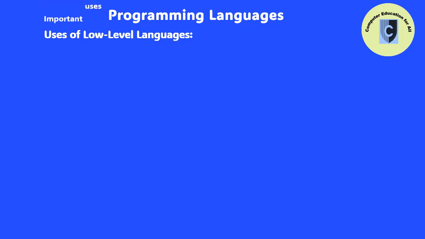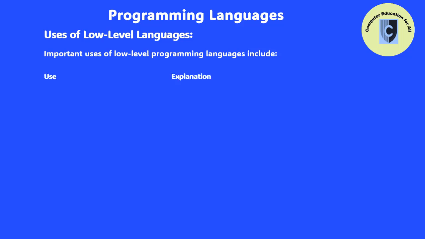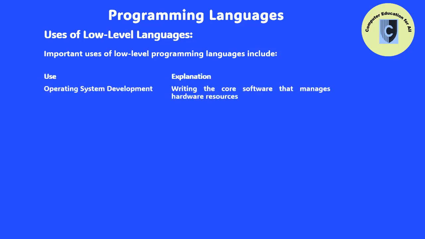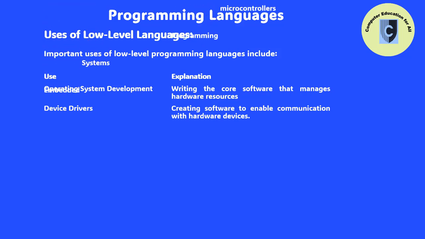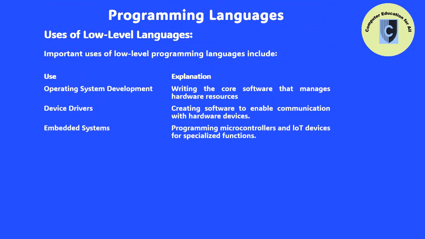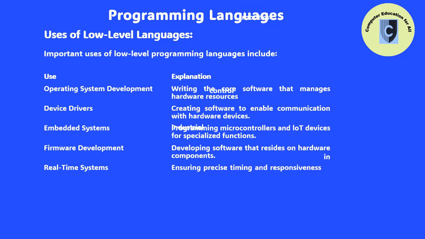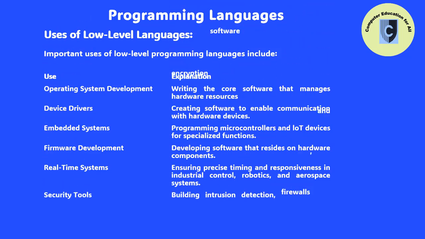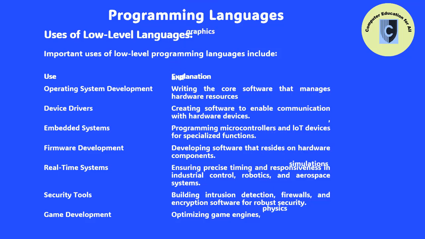Uses of low-level languages. Important uses of low-level programming languages include: operating system development, writing the core software that manages hardware resources; device drivers, creating software to enable communication with hardware devices; embedded systems, programming microcontrollers and IoT devices for specialized functions; firmware development, developing software that resides on hardware components; real-time systems, ensuring precise timing and responsiveness in industrial control, robotics, and aerospace systems; security tools, building intrusion detection, firewalls, and encryption software for robust security; game development, optimizing game engines, physics simulations, and graphics rendering for performance.